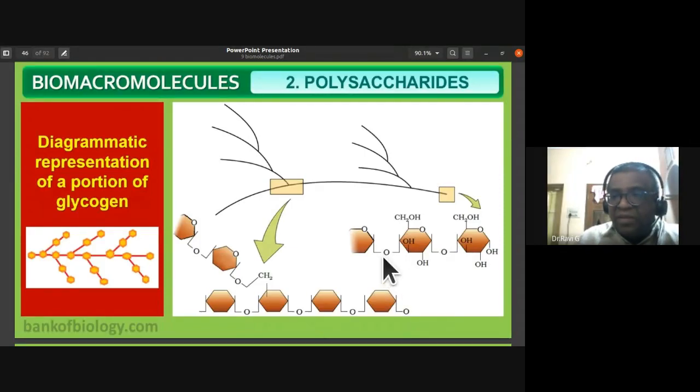So they are all held by these glycosidic bonds between the two carbon atoms of monosaccharides. They lose water. Okay, so that sort of bond formed is the glycosidic bond. You can notice that everywhere there are glycosidic bonds formed.